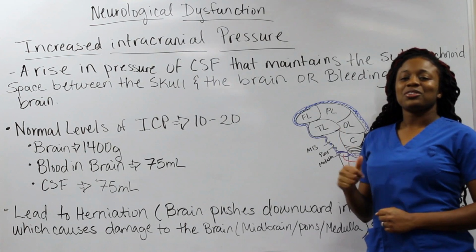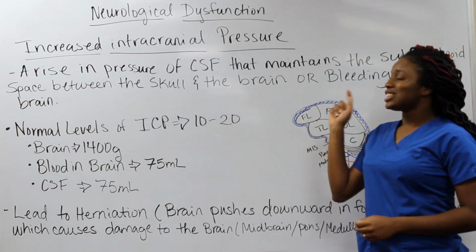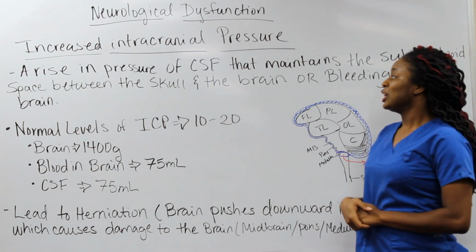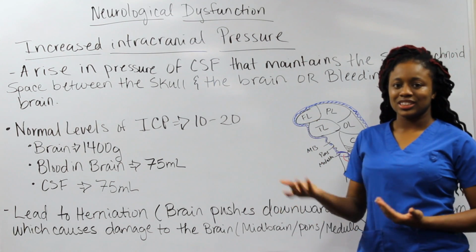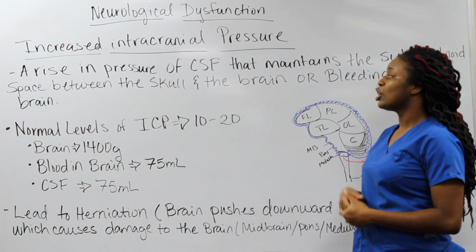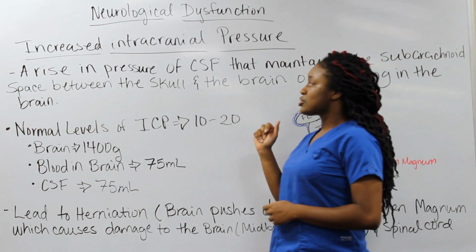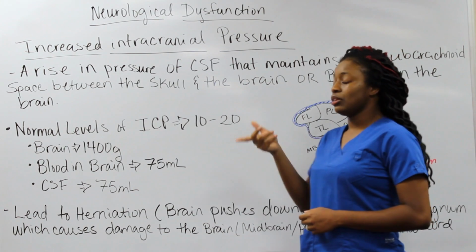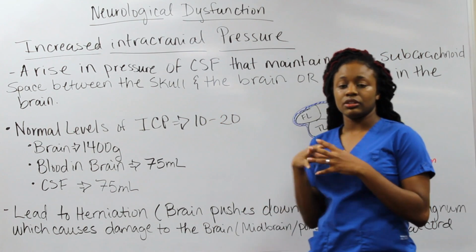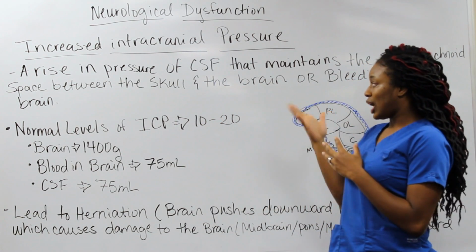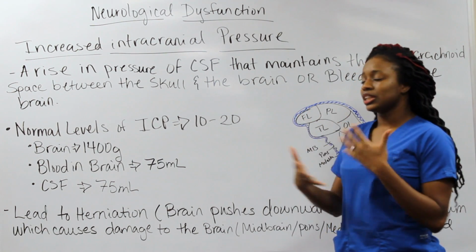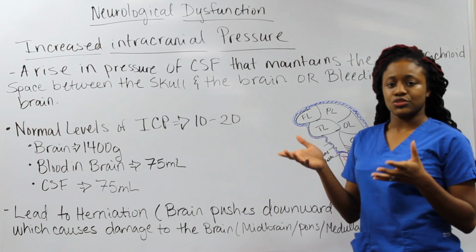Okay, so now we're going to go ahead and talk about increased intracranial pressure, also known as IICP. So you may say, what is increased intracranial pressure? Well, it is a rise in pressure of the CSF or blood within the skull or the brain. So there's a whole bunch of pressure, a regulation of pressure that occurs naturally.